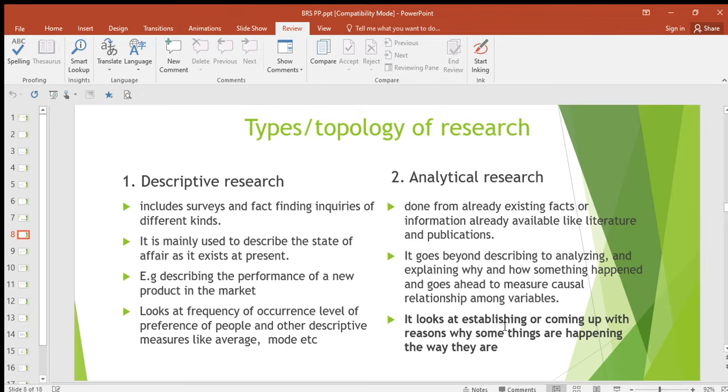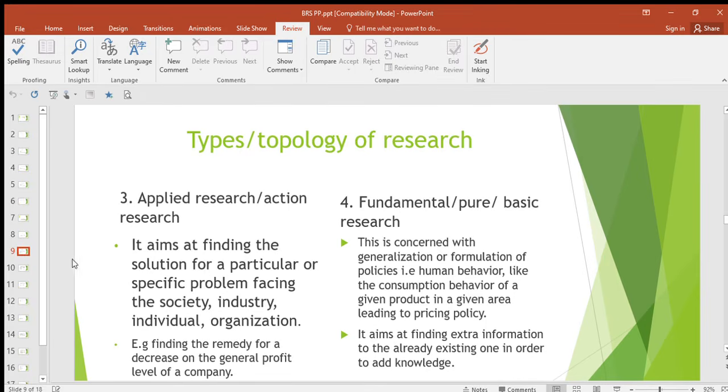Descriptive research describes a state of affairs as it exists at present. Then analytical research is done from existing facts or information already available, like literature and publications. Then we have applied research or action research, and then we have fundamental or pure or basic research.